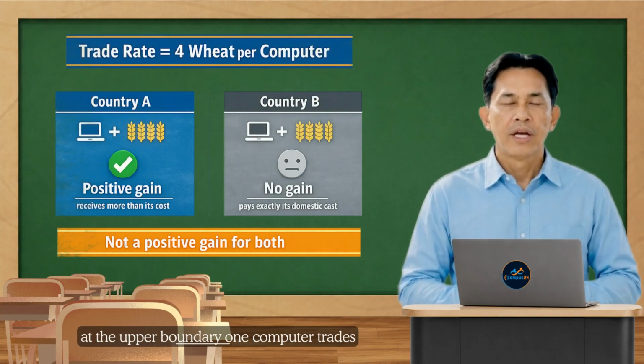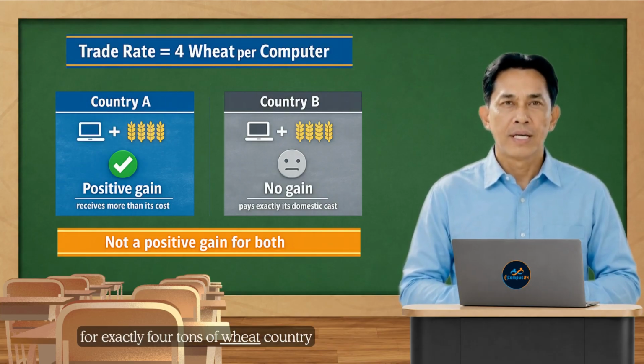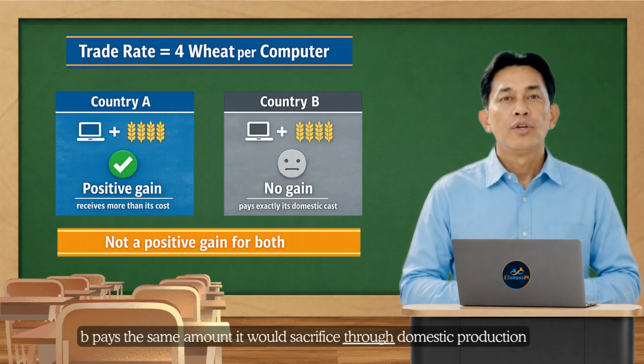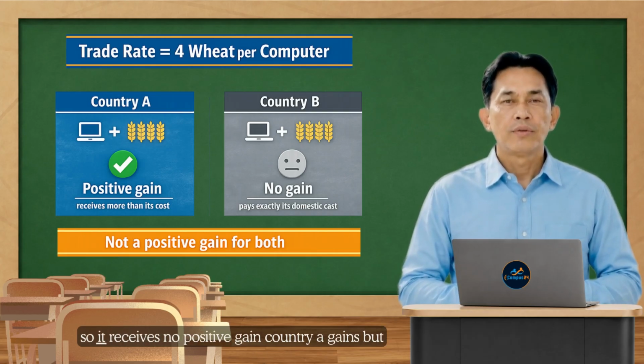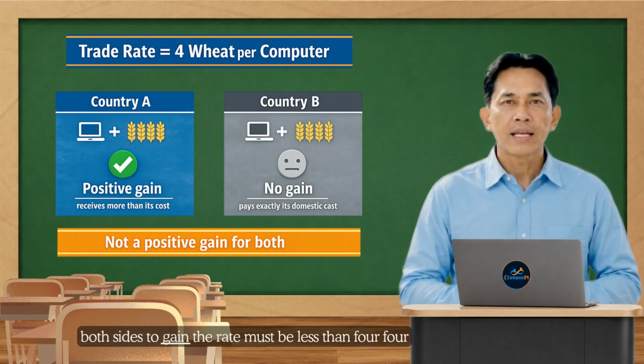At the upper boundary, 1 computer trades for exactly 4 tons of wheat. Country B pays the same amount it would sacrifice through domestic production, so it receives no positive gain. Country A gains, but the rate is not strictly mutually beneficial. For both sides to gain, the rate must be less than 4.